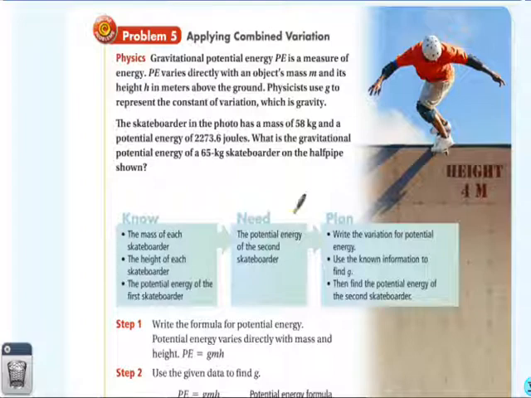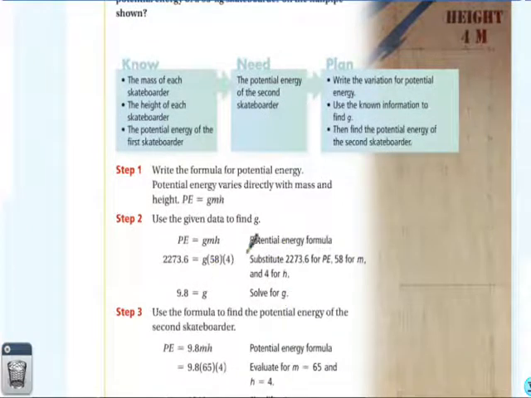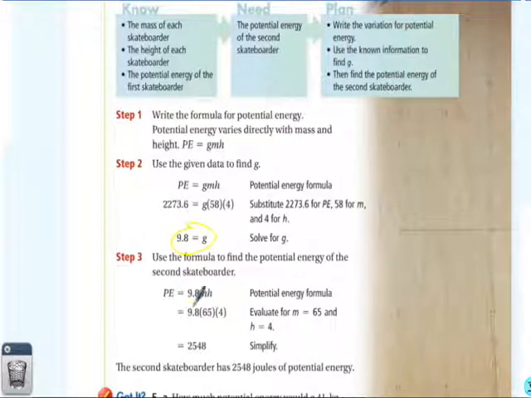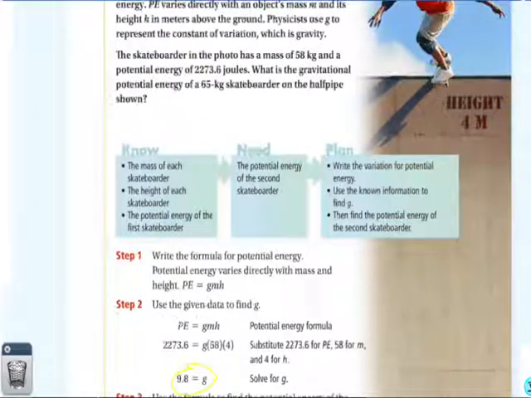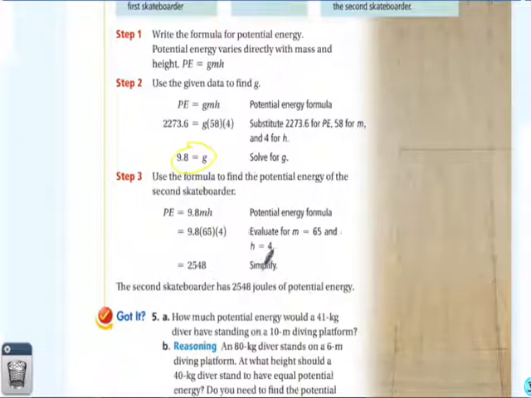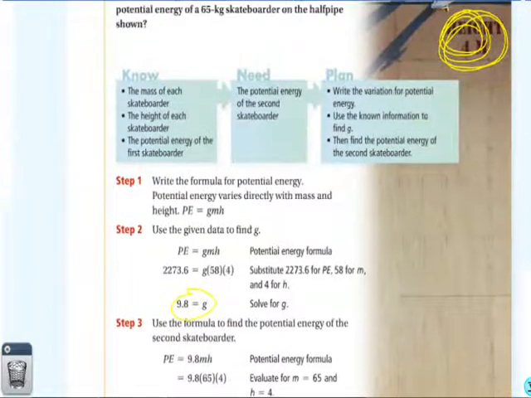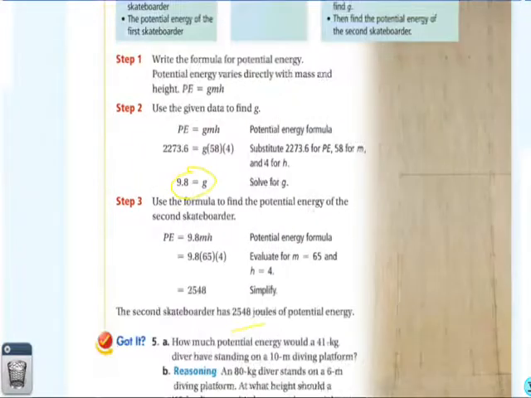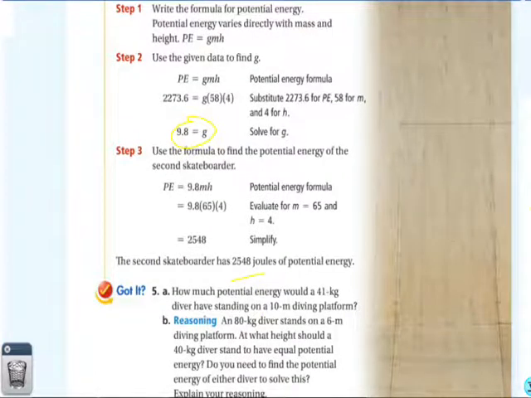So what we do is we want to solve. G is 9.8, and that's meters per second squared. Then we plug in 9.8 and the information about the new skateboarder. So 65, and then it tells us in the picture right here, guys, the height is 4. We plug that all in, and we find the potential energy of that skateboarder. So for skateboarding here, this guy's got 2548 of potential energy. This guy's got 2273. So evidently, bigger skateboarders are better.